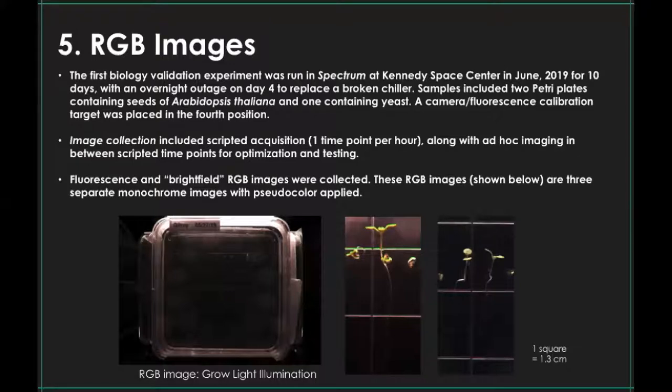Our lab was fortunate to have the opportunity last year at Kennedy Space Center to team up with the engineers building Spectrum. We ran an extended 10-day test in the Spectrum flight unit using plant and yeast samples. Here's an RGB image of a Petri plate containing our plant seedlings. You can see a slight reflection of the ELS in the lid of the Petri plate. Spectrum has an Illumis camera with 71 megapixels, and the Canon lens allows the entire Petri plate to be captured at once. It is possible to crop the image to a few plants and still have a very high resolution image.